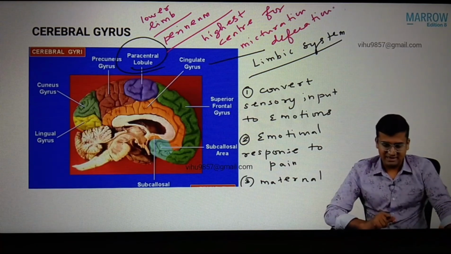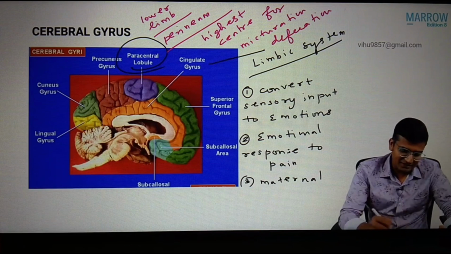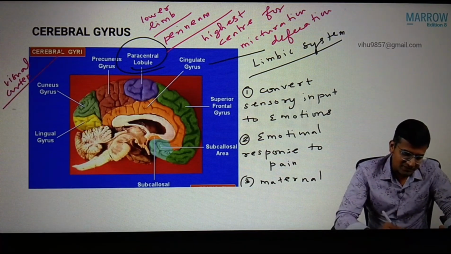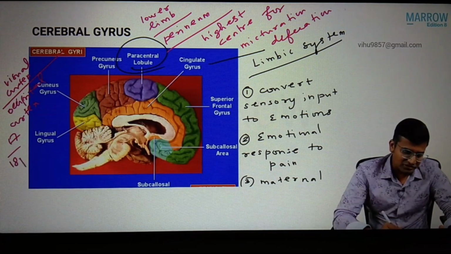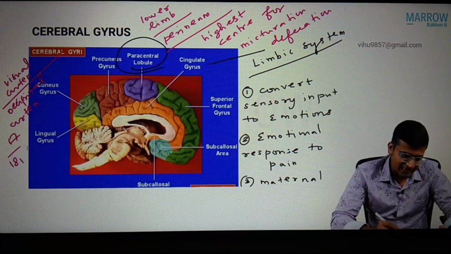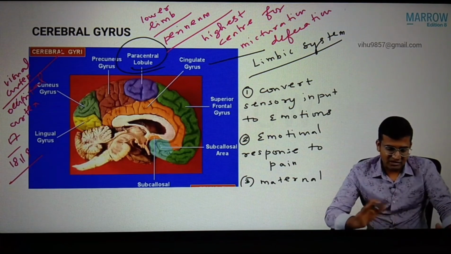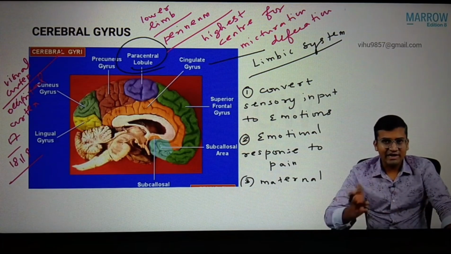Okay, right. And the visual cortex, we know area number 17, 18, 19. The entire visual cortex is our occipital cortex. Primary visual area 17, and the visual association area 18 and 19. So the entire occipital cortex is visual cortex.